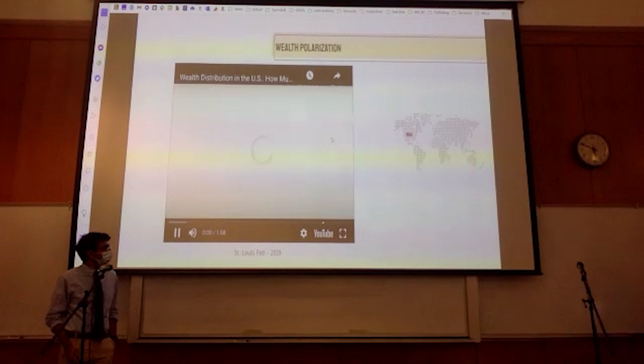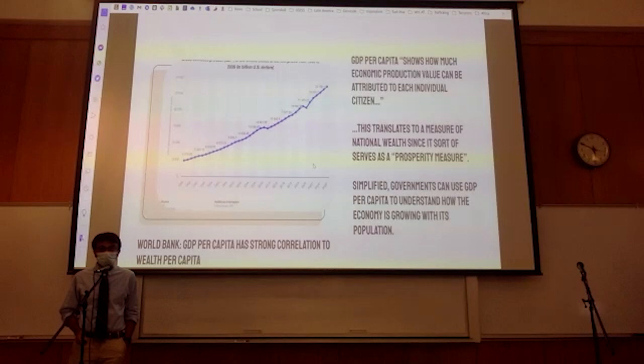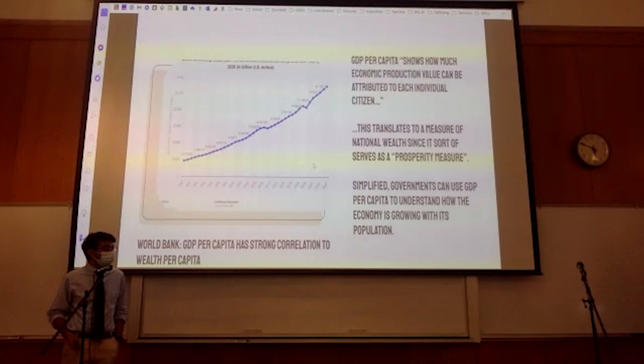Now, you're probably wondering once again, why does this matter? The fact is, as Andrew mentioned earlier, GDP per capita is actually a pretty decent metric to value how well a government's economy is doing. And along with this, this can really show the quality of life of the citizens of the nation. According to the World Bank, GDP per capita has a strong correlation to wealth per capita.